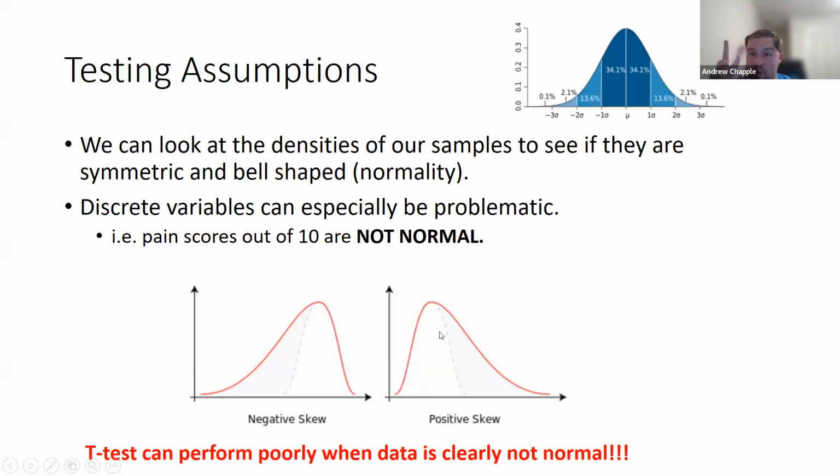It's called a non-parametric version of the t-test, where it doesn't assume your data is normal. If you have a large sample size, it's totally okay to use a t-test. By a large sample size, I mean hundreds.